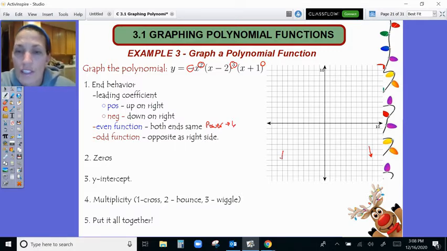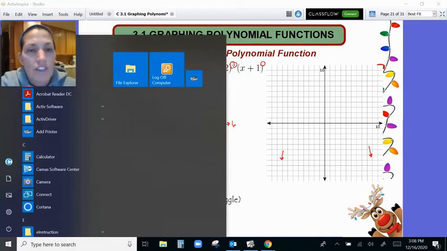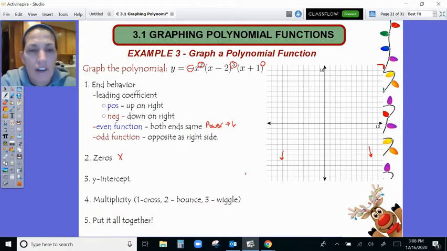Okay, so it's going to be doing the same thing on the other side, right? Next, let's find our zeros. We have a 0 at x equals 0. That's what this guy is. We have a 0 at x equals 2. And we have a 0 at x equals -1.